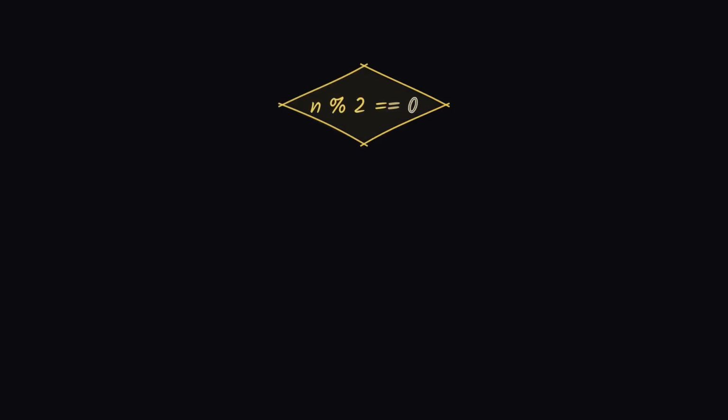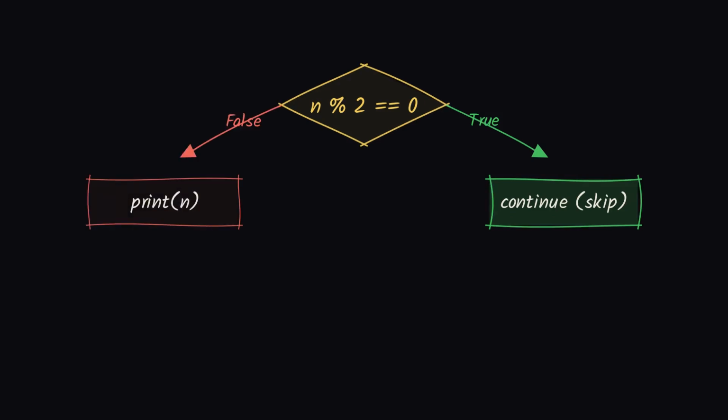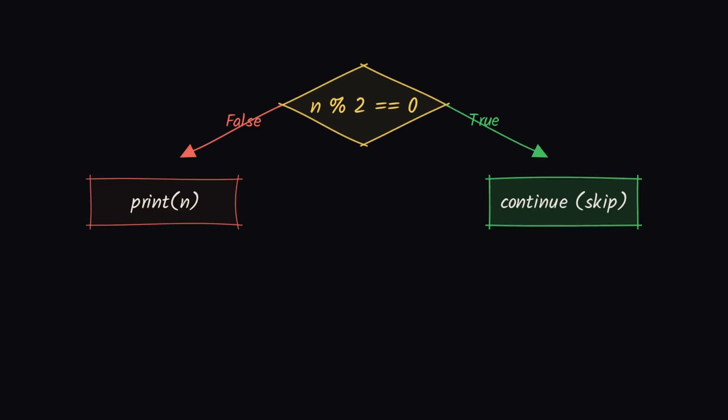For every number we ask, is it even? That's n modulo 2 equals 0. If yes, even, continue fires, and we skip straight to the next number without printing. If no, odd, we sail past continue and print it, so only the odds ever reach that print.